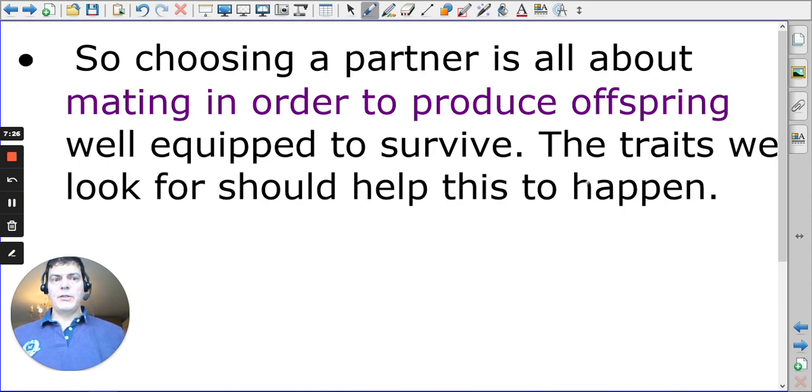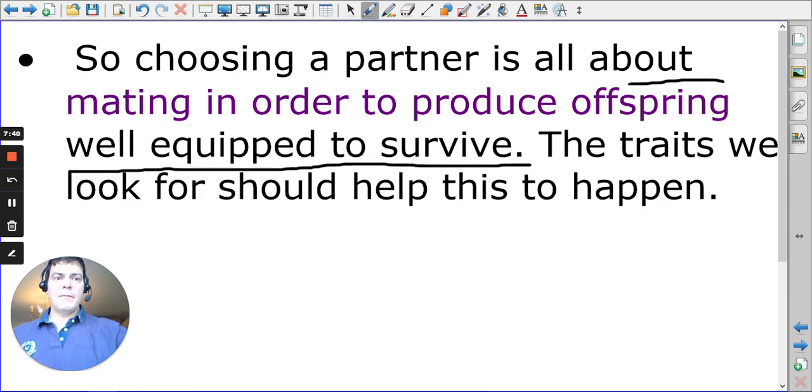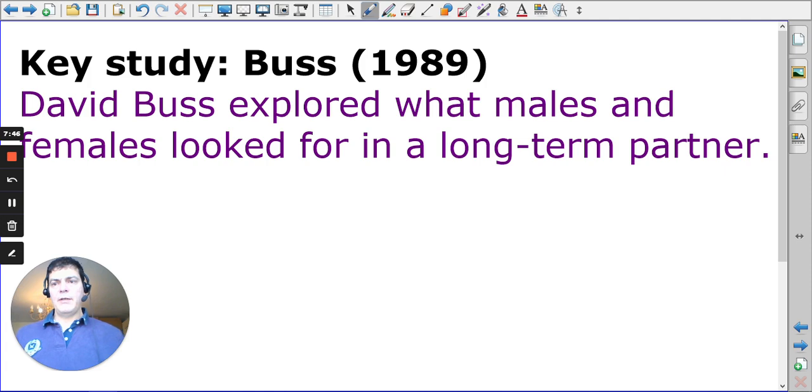So we find that choosing a partner is all about making sure that you produce offspring. And we also have this idea that the offspring needs to be well equipped to survive. So we find something that potentially works for us. Now, in order to demonstrate these types of ideas, I'm going to turn to a key study by Buss.